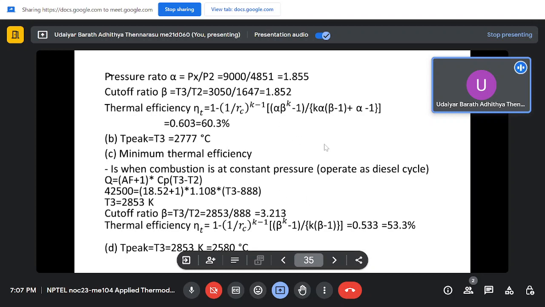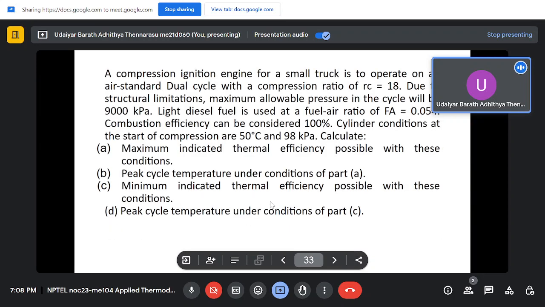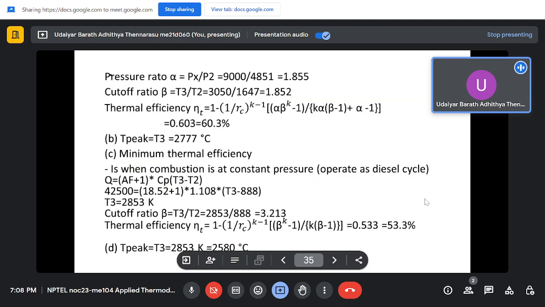Operating this as a diesel cycle will be more efficient compared to what we got, 60.3, so it will be more than 60.3. Because this is the same engine, the compression ratio is limited, we are getting here thermal efficiency of 53.3%. At this condition, the temperature is 2580 degrees Celsius.